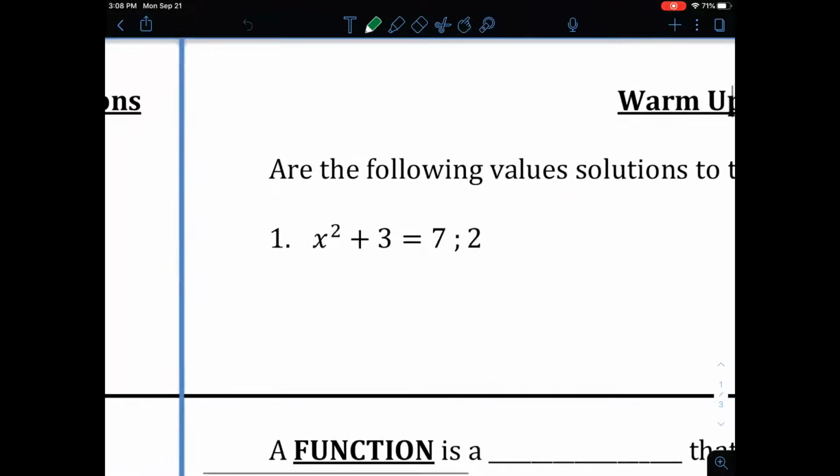All right, welcome back. So we have x squared plus 3 equals 7. We're taking this 2 and plugging it in for x. So we're going to do 2 squared plus 3 equals 7. We can do parentheses if we want. Now do we do 2 squared or do we add 3 next? Does exponents come first or addition in PEMDAS?